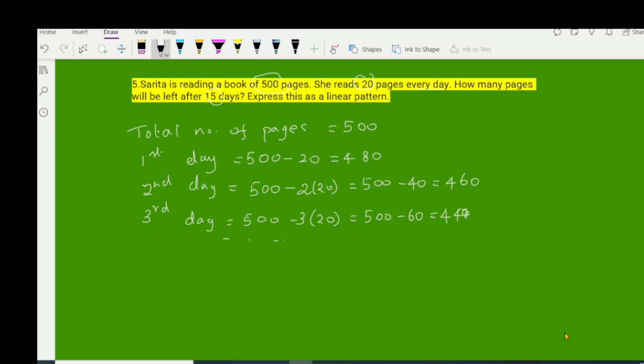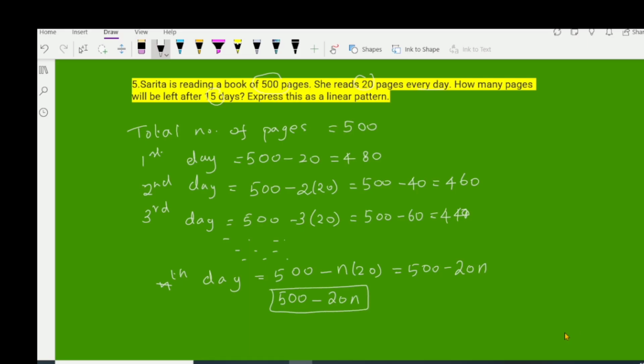Like this, if you continue the pattern, after the nth day you will have 500 minus n times 20. So 500 minus 20n pages after the nth day. So the required expression is nothing but 500 minus 20n. This is the required expression.